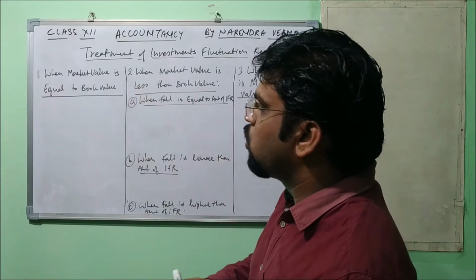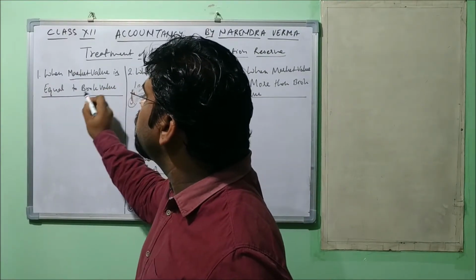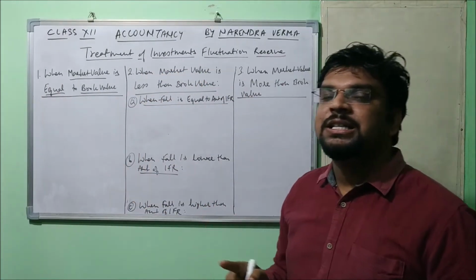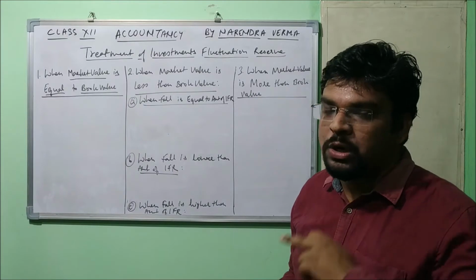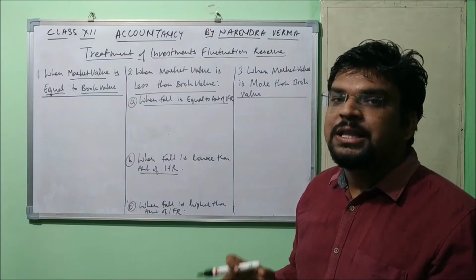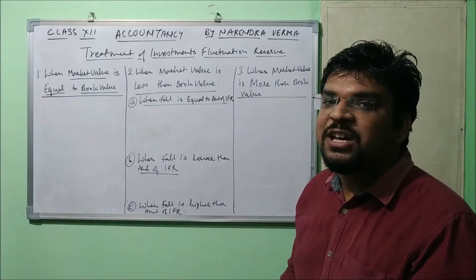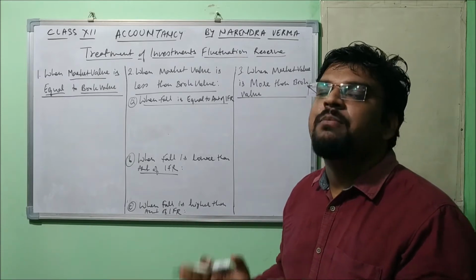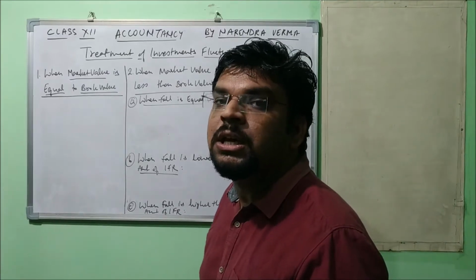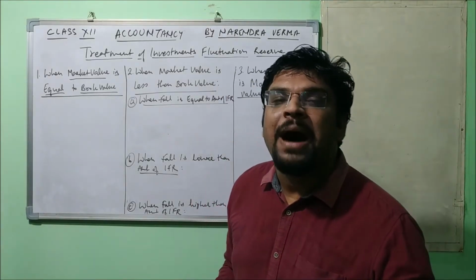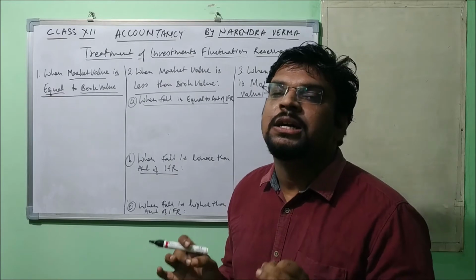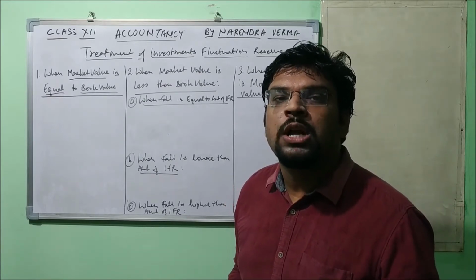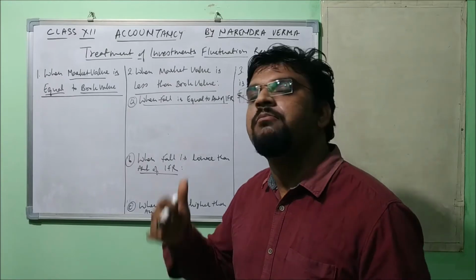There are three cases. One, when market value is equal to book value. I have already explained to you the concept of market value and book value. One more time I would like to remind you that book value of the investment is the value which is given in the asset side of the balance sheet, right? And market value of the investment is the current value in the market which is going on. If you are ready to sell your investment right now, at what value it will be sold in the market, that value is known as the market value, right?